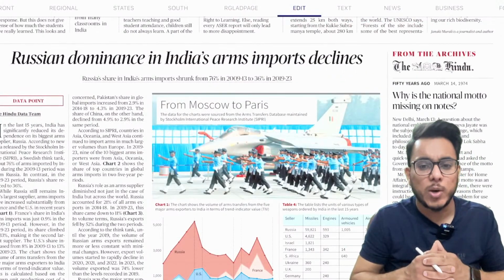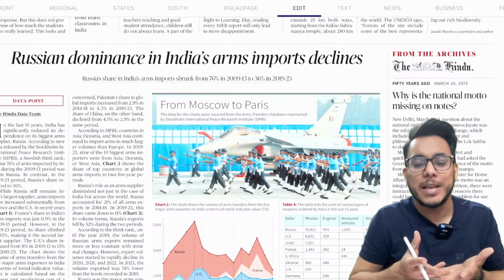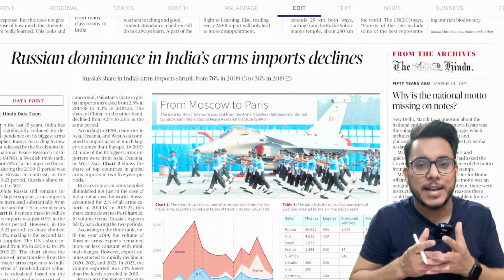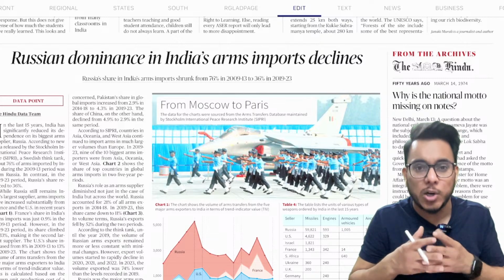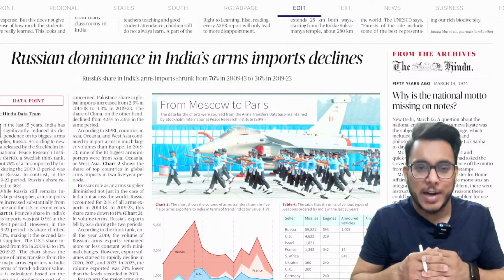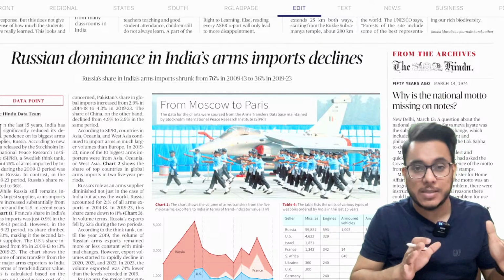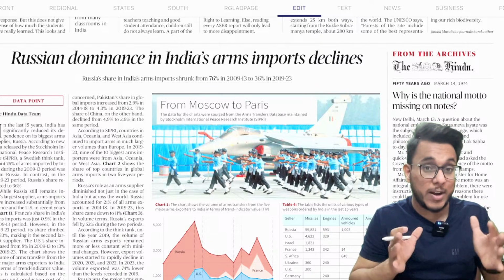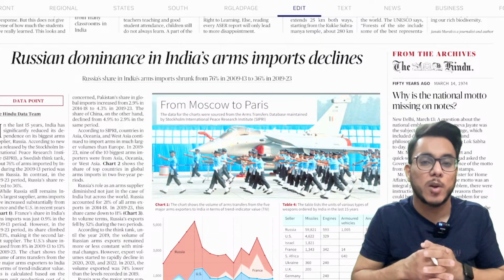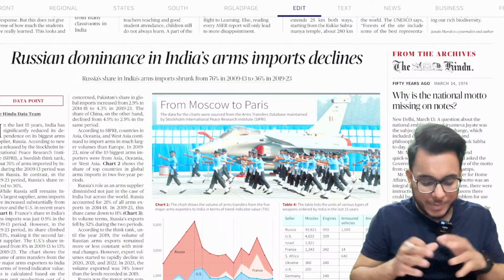So yesterday, if you remember, we discussed the SIPRI report, which says that India happens to be the biggest importer of weapons in the 2019 to 2023 period, and Russia contributes 36% of weapons to India. So India imports 36% of its weapons from Russia. Okay, so that is about it.